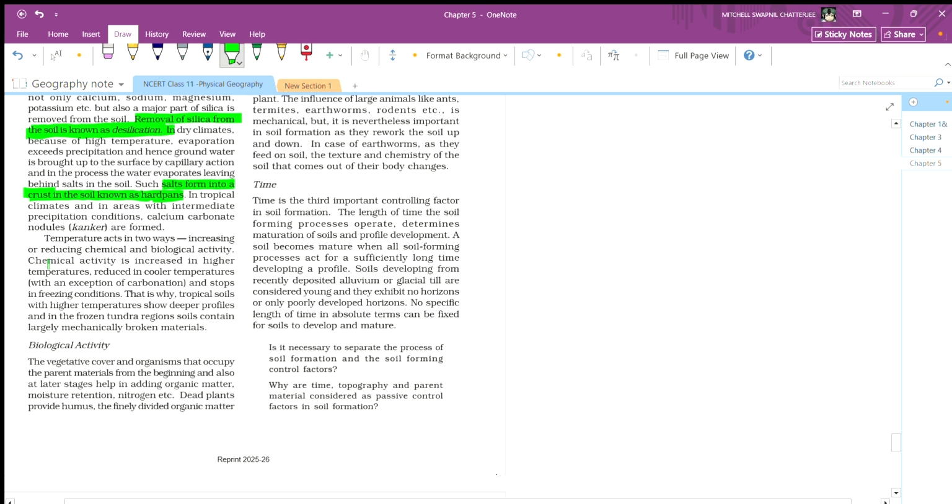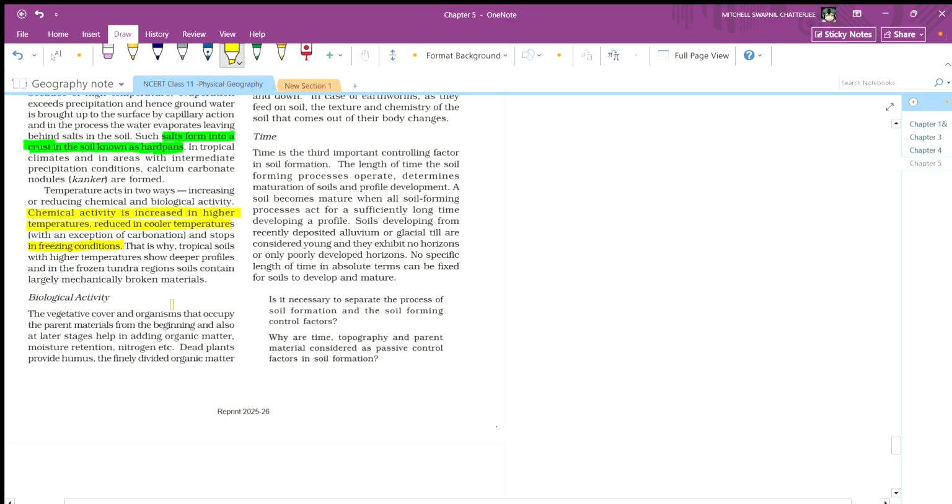Chemical activity is increased at higher temperatures and reduced at cooler temperatures, except with carbonation, and stops in freezing conditions. That's why tropical soils with higher temperatures show deeper profiles, and in the frozen tundra region, soil contains large mechanically broken materials. Now the next factor for soil formation is biological activity.